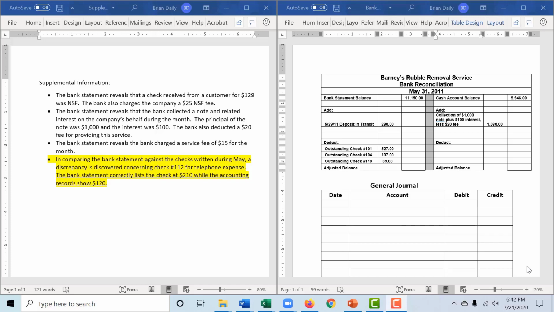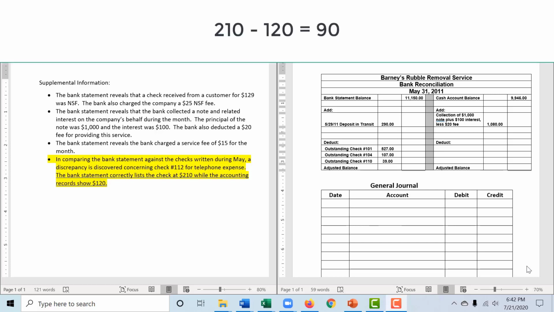Further, we know that the company incorrectly deducted $120 when it recorded this check previously, when it was supposed to deduct $210. In other words, the company did not deduct enough when it erroneously recorded this check. Therefore, we need to correct this error by deducting the difference between the correct amount and the incorrect amount. If we take 210 and subtract 120, we get a difference of $90. We need to deduct $90 from the cash account balance on the report.